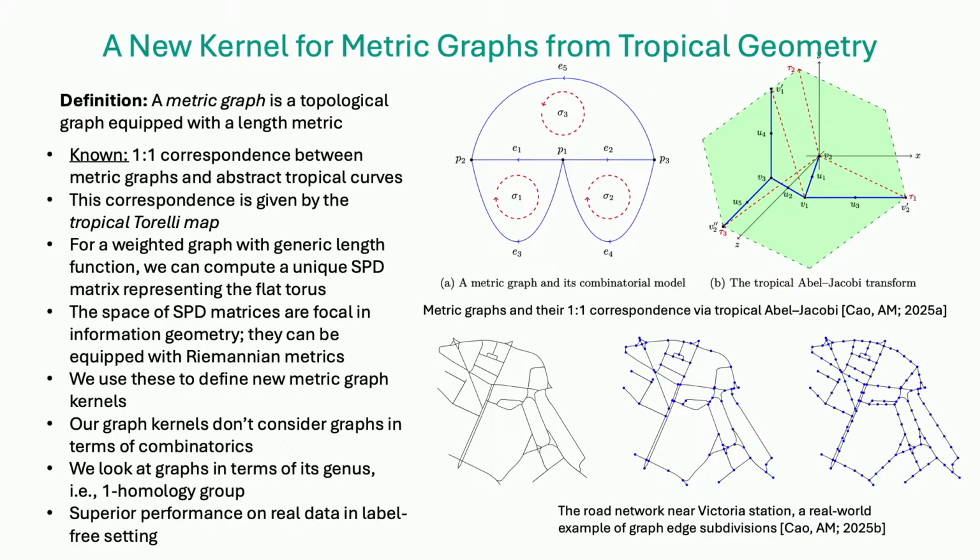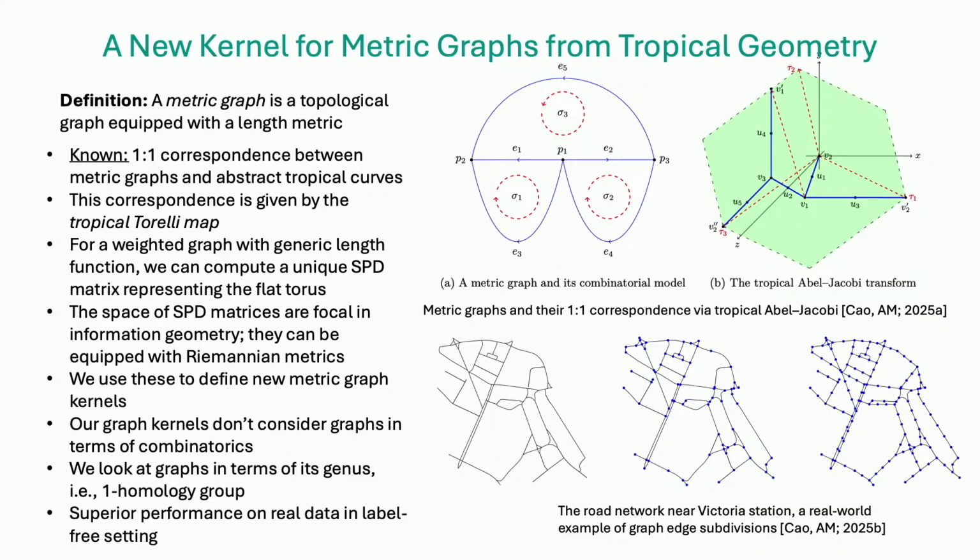As I mentioned before, the way that people look at graphs so far is basically in terms of combinatorics, collections of edges and vertices. But what we say here is that using the tropical curve representation, we only care about the homology of your graph. So we're only defining a graph here in terms of its genus. And it turns out that this perspective offers a lot of things. So what we did was we defined new graph kernels based on the tropical representation here.